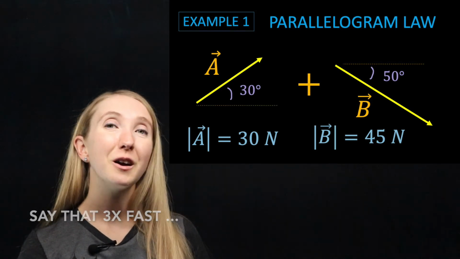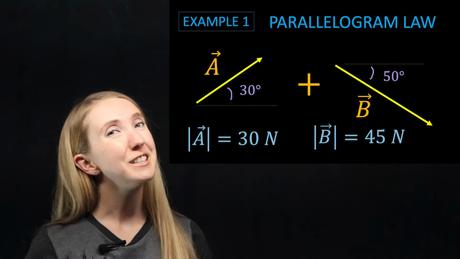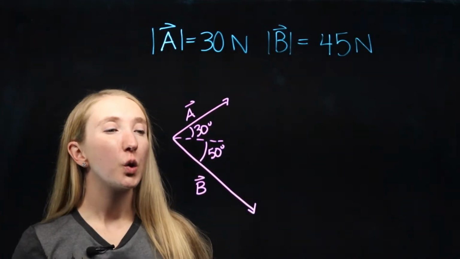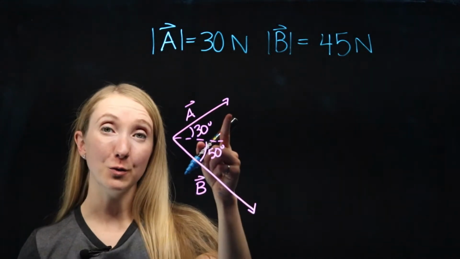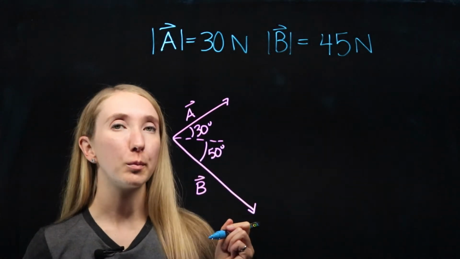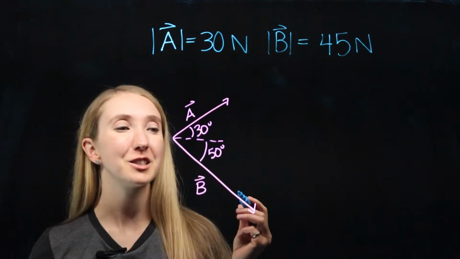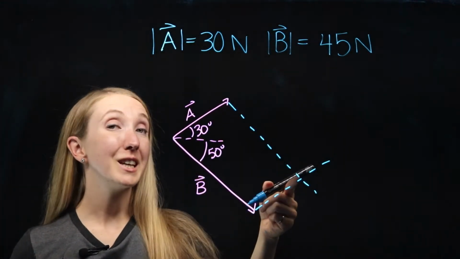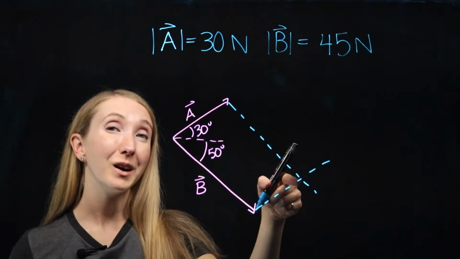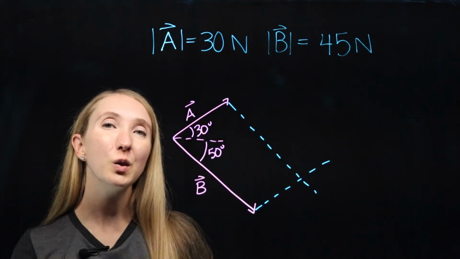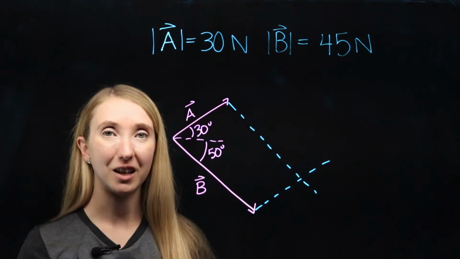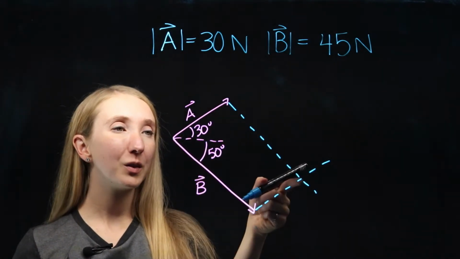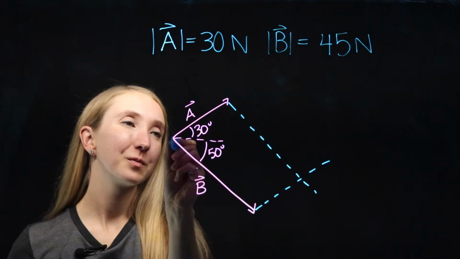To start, we draw the vectors tail to tail. After drawing our vectors tail to tail, we go from the heads of each vector, drawing lines that are parallel to the opposite vector. When these lines intersect, they form a parallelogram. Now we can draw our resultant vector. This goes from our tails to the point where our lines intersect.